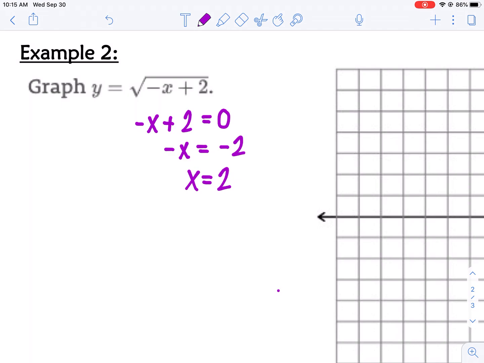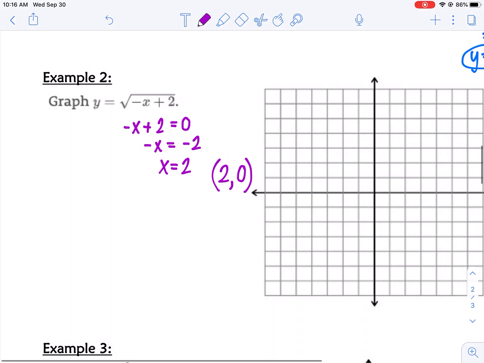When I plug in x equals 2, you get -2 plus 2. That's 0. Absolute value of 0 is 0. So I know the point 2, 0 is going to be on my graph. Think back. What should this graph look like? Well, it should be kind of a half parabola looking thing. So that's what I'm going for. I do have to keep in mind this negative sign.